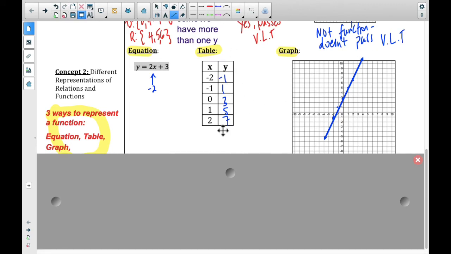That is a function. Here's my table. It is a function. And here's my equation. It is a function. So that's something we need to know about functions.